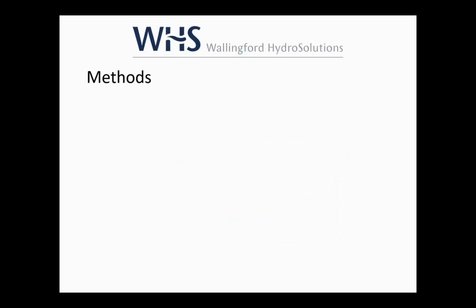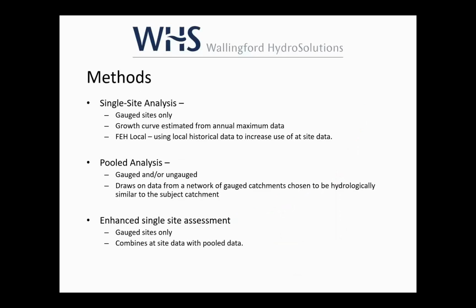This slide lists the techniques available within the statistical method to estimate growth curves. If your site is gauged and you have a long and reliable record, you can apply a single site analysis, which uses the station's AMAX data and pretty much plots a line through this data based on what distribution you select to give you your growth curve. You can also supplement the growth curve you have estimated with local historical data, which may give you an idea of flood flows for events outside your gauge record.